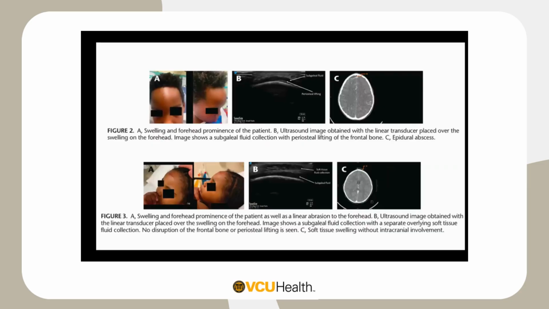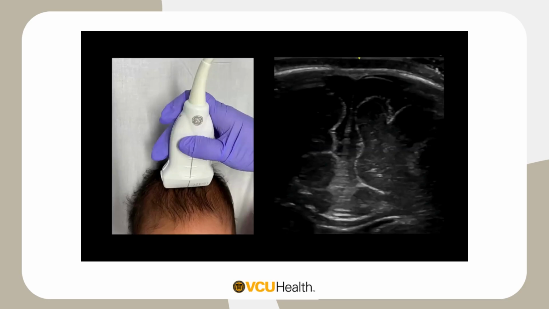These two are other examples. The first one here, the same thing. They saw frontal swelling, and when they did the POCUS, they saw there may be some subgaleal fluid. This patient was subsequently diagnosed with an epidural abscess. The same happens in figure 3 here, with a patient that has some swelling as well, but they didn't find anything on the CT scan. So this is a pretty good use of POCUS for our patients.